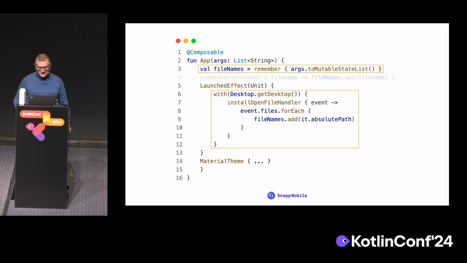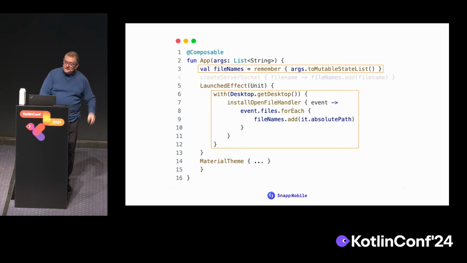So as you can see, we don't have much magic here. We just put the list of command line arguments we got from the main function into a mutable state list, and we use the contents of this mutable state list to show the file names, just as you saw in the video.